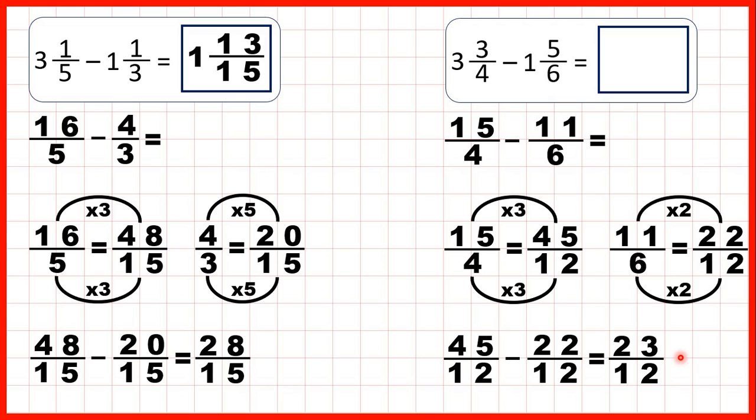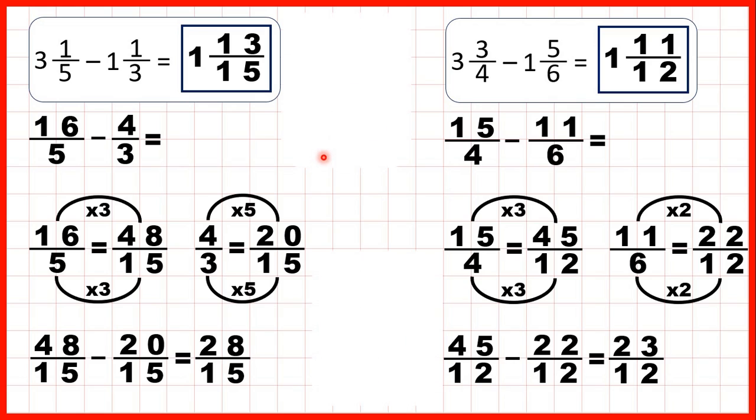But we can turn that back into a mixed number by dividing 23 by 12. That's 1 remainder 11, and the denominator stays the same. So our answer is 1 and 11/12. And we can check: 1 times 12 is 12, plus 11 is 23. Now let's show fraction bars to see what we were doing here.